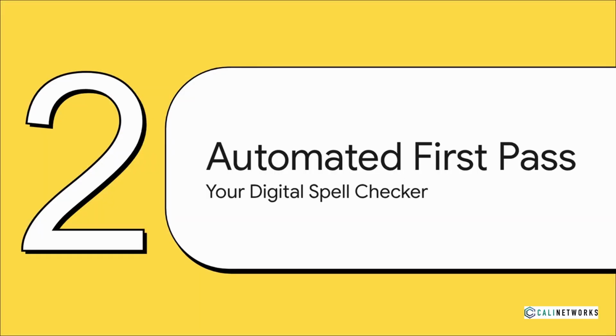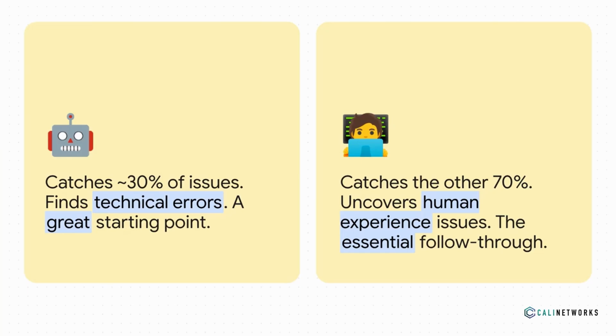Okay, so let's talk about where you start, the automated first pass. I like to think of these tools as your website's spell checker. You know, they are fantastic at catching obvious technical mistakes, but they completely miss the bigger picture, the nuance, the context, the meaning behind the words. Here's the core difference, laid out plain and simple. Automated tools: super fast, easy to scale, and a great starting point for finding that first 30% of technical bugs. But manual, human-led testing, that is the essential follow-through. That is how you find the other 70%, the issues that mess up the actual human experience.